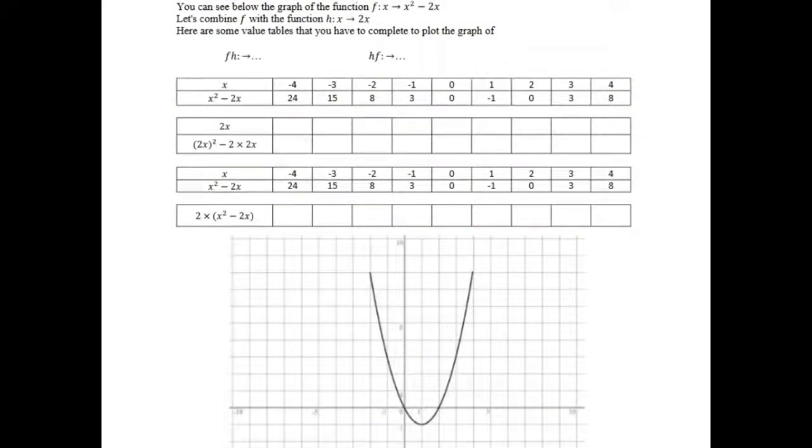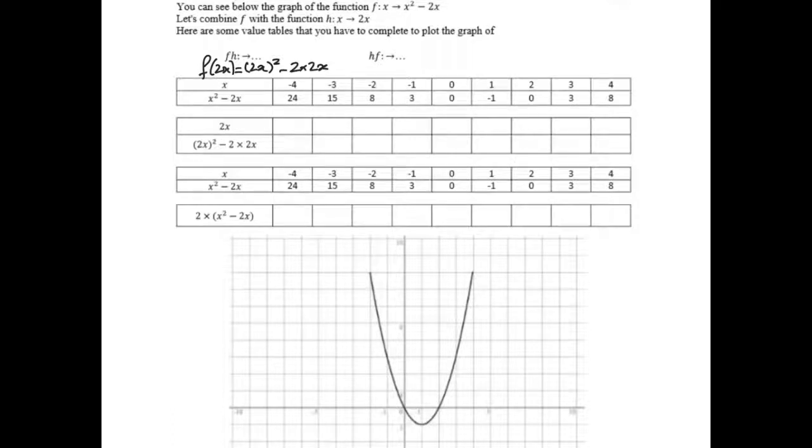In this second video, we are going to have a look at the transformation of graphs when x or f of x are multiplied. So basically, we are going to combine f with the function h, which maps x onto 2x. So here you can see that f combined to h in the first case is 2x squared minus 2 times 2x. We just change the x we have here and there for 2x. So this is f of 2x.